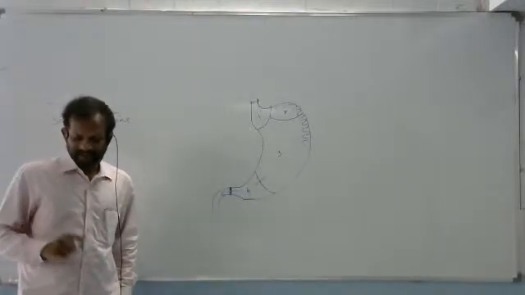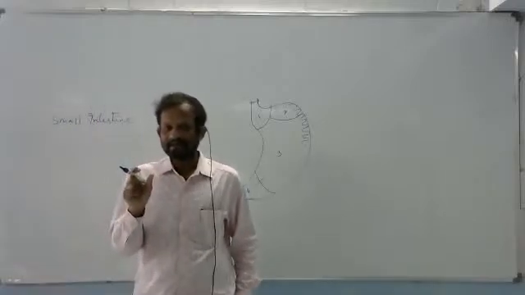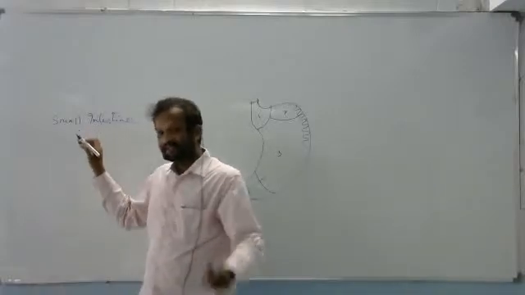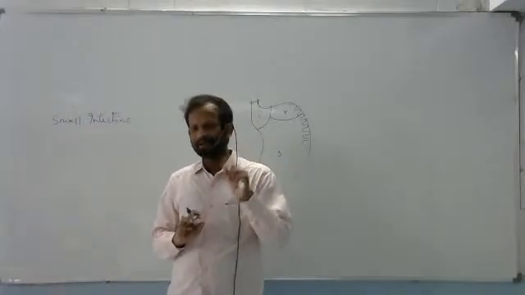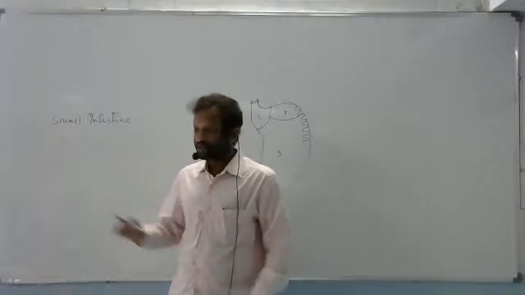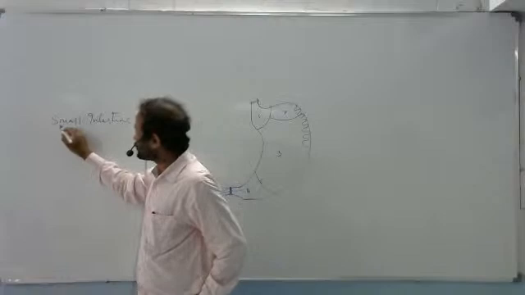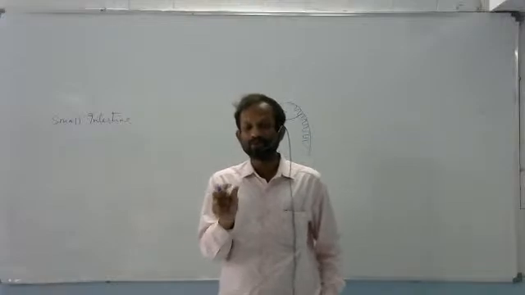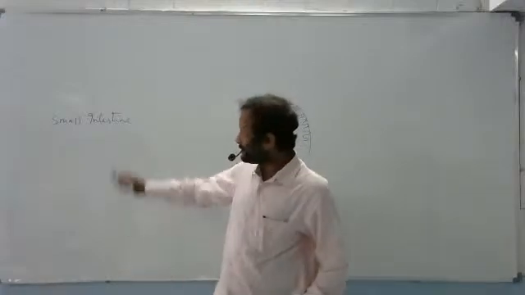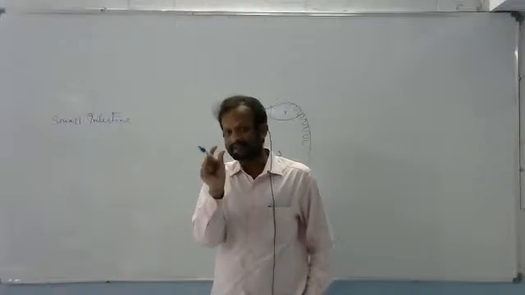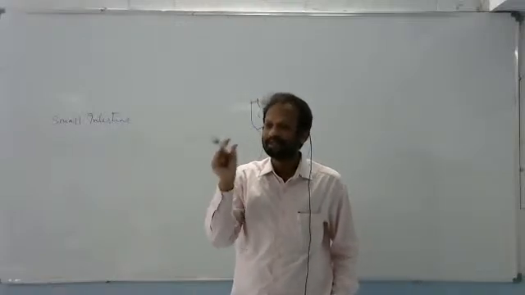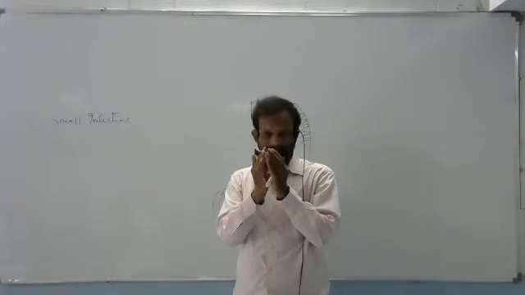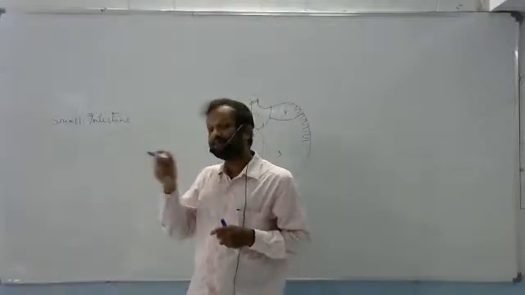So, the name small intestine will confuse us. You know one thing, the small intestine is very lengthy, very big, 3 meters in length. So if it is 3 meters in length, why should we call it small? That confusion will come to the students. That is due to the diameter. It is 3 meters in length, but the diameter of the tube is narrow when compared to the large intestine. The large intestine will be very broad. The small intestine will be very narrow.